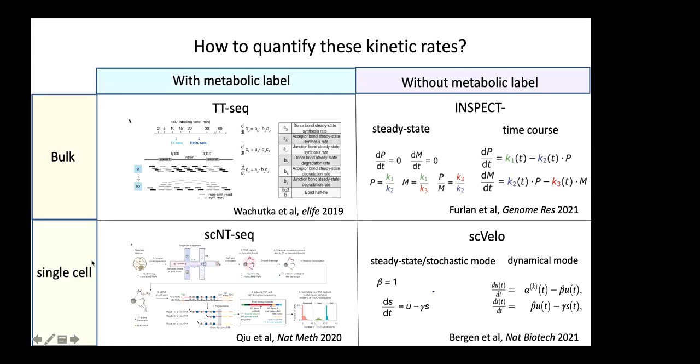Some techniques such as TT-seq and SCNT-seq use the RNA metabolic label to obtain nascent RNA profiling and then measure the transcription rate. This greatly facilitates the resolution of the equation mentioned above. Another method is based on the mathematical modeling. They all have two solutions.